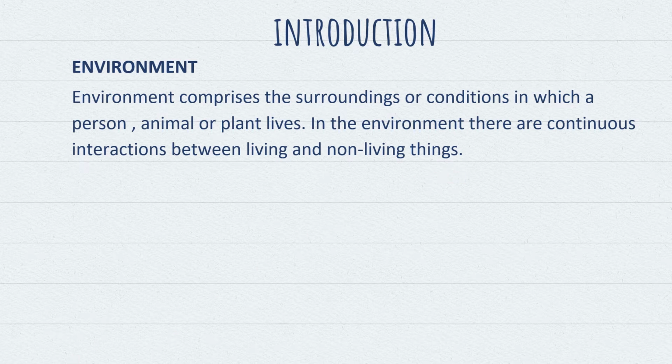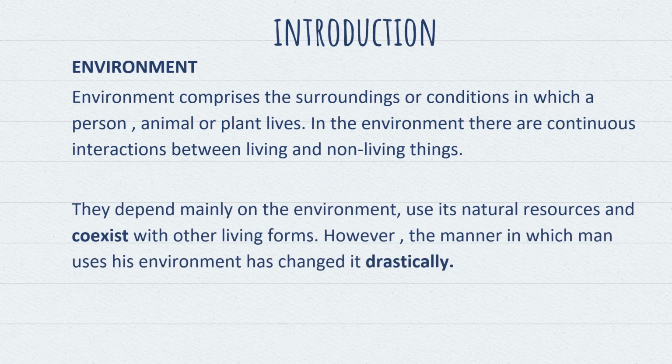So, this is now changing, day by day. The stress on earth has increased many times. Thus, human beings are the major threat to the environment. How? They depend mainly on the environment and use its natural resources, and they also coexist with other living forms. However, the manner in which man uses his environment has drastically changed, and we need to know how the environment works with the ecosystem and how it affects our ecosystem.